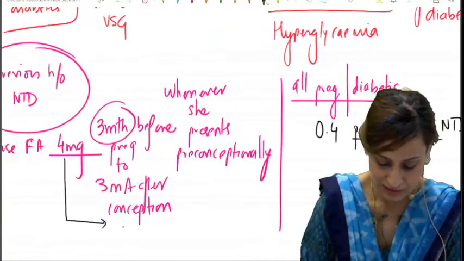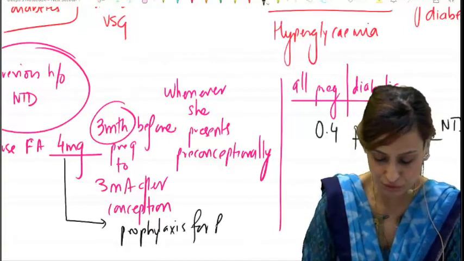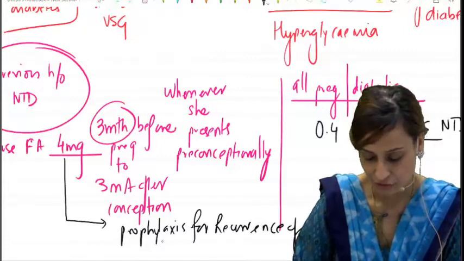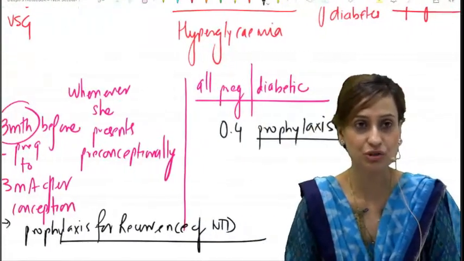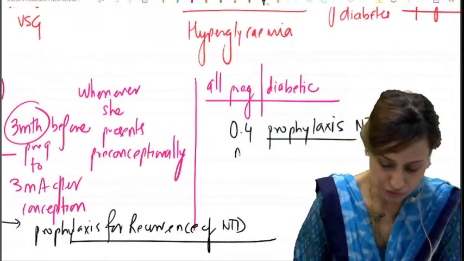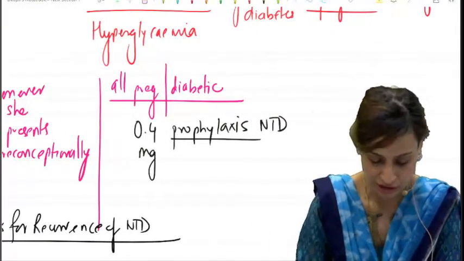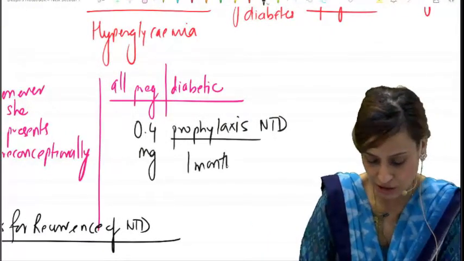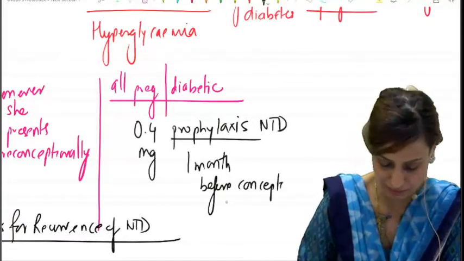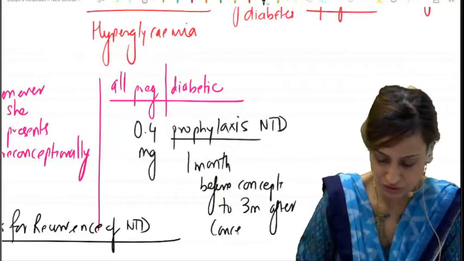is prophylaxis for the recurrence of neural tube defect. So the words are almost similar, so don't get confused. 0.4 milligram is what you give to all pregnant women, including diabetic women, and the requirement is 1 month before conception to 3 months after conception. That's what is going to be the dose.